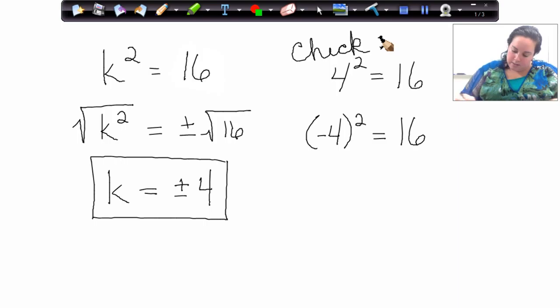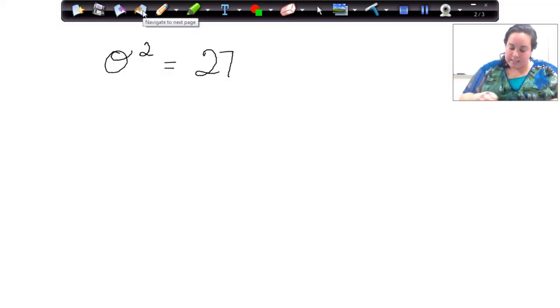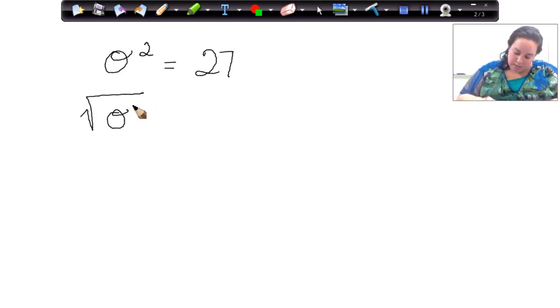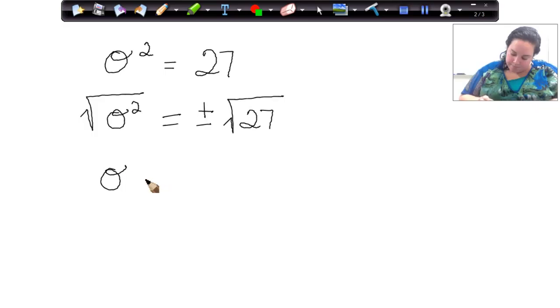All right, so let's do the next one. Sigma squared is 27. So the same thing, we're going to take the square root of both sides. And remember to do plus or minus. So we get sigma is plus or minus the square root of 27. But we need to simplify this square root. How can we simplify the square root of 27?